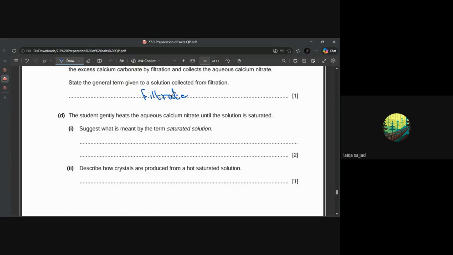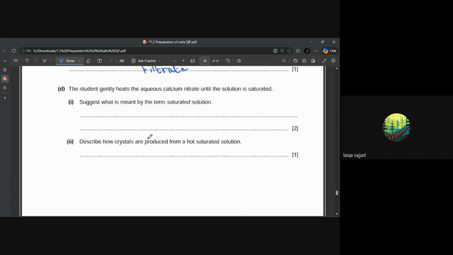The student gently heats the aqueous calcium nitrate until the solution is saturated. What is meant by the term saturated solution, we have already discussed it. Describe how crystals are produced from a hot saturated solution. When we allow the solution to cool. Very good. Crystals are produced by simply cooling the hot saturated solution.